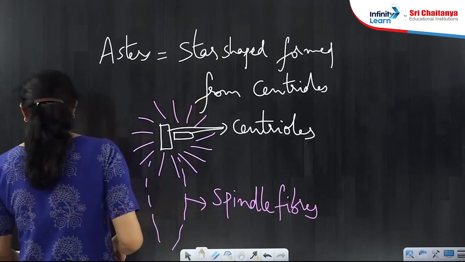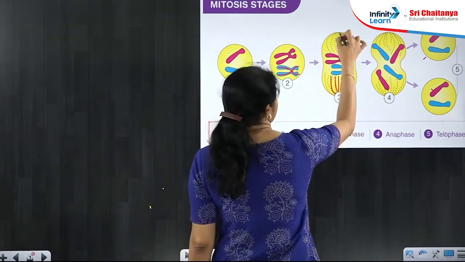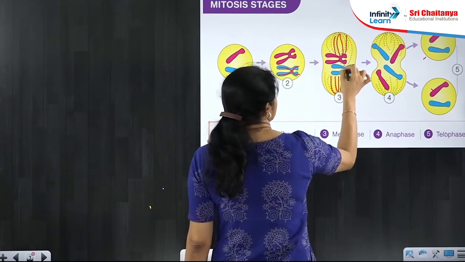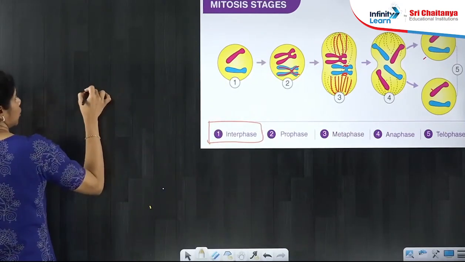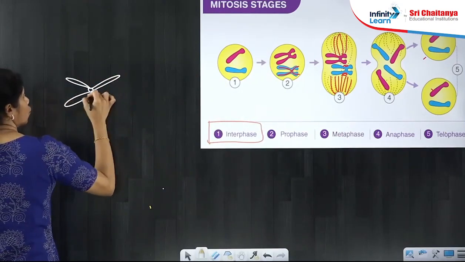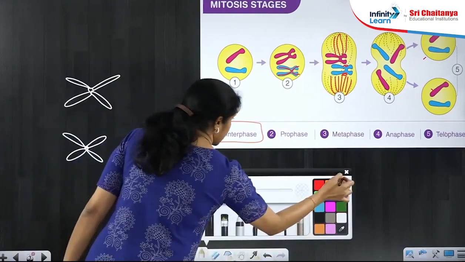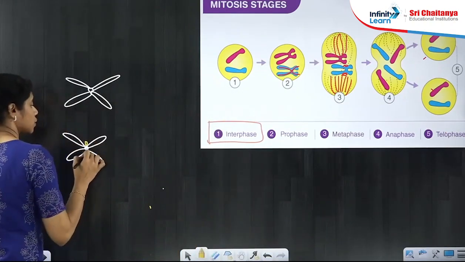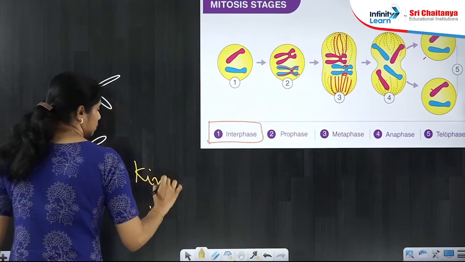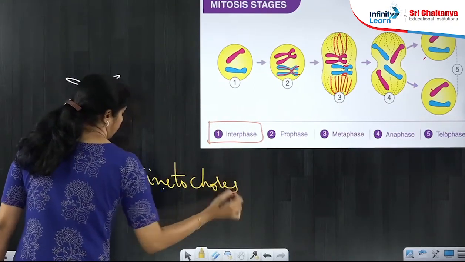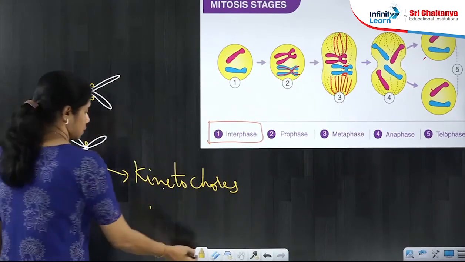Now let us see the metaphase. In metaphase, the spindle fibers will come and they will be attached to the kinetochores of the chromosomes. I will show you here clearly. Each chromosome will be looking like this with two chromatids. Okay. On either side, some small disc-shaped structures will be there like this. These are called kinetochores. On either side of the centromere, two disc-shaped structures are there. They are called kinetochores.